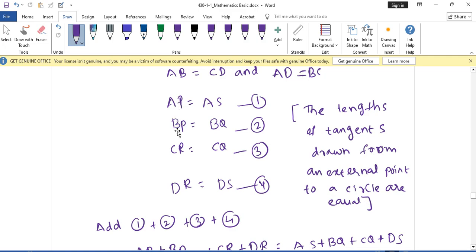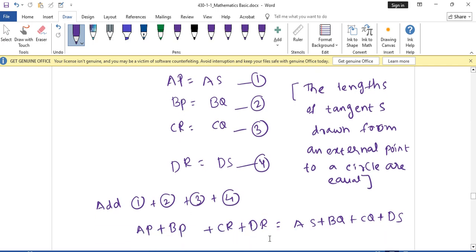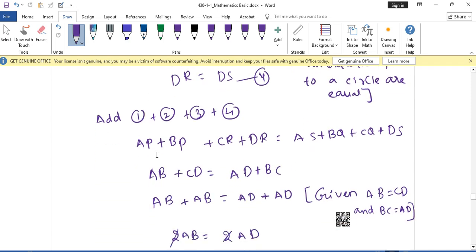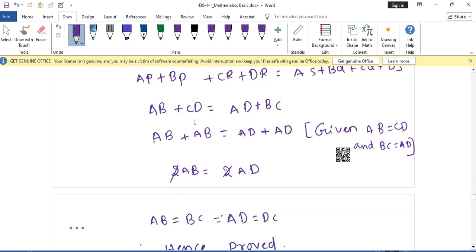So after that add all 4 equations, that is AP plus BP plus CR plus DR is equal to AS plus BQ plus CQ plus DS. Add LHS and RHS separately. Here AP plus BP is nothing but AB, CR plus DR is nothing but CD, is equal to, here AS plus DS is equal to AD and BQ plus CQ is equal to BC. Here already we know AB is equal to CD, from that it is a rectangle. In the place of CD we can write AB. Here in the place of BC we can write AD also.